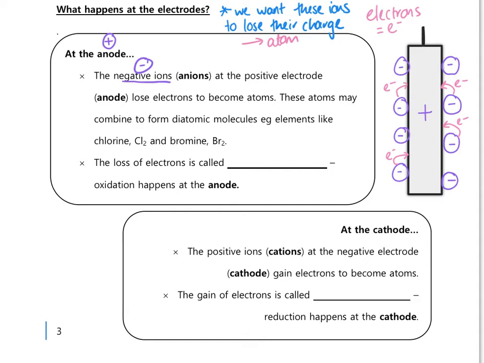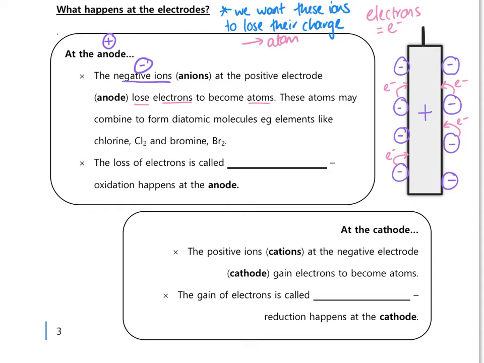At that point, the ions no longer have a charge, they have become atoms, and so they'll no longer be attracted to the anode, and so therefore they'll either sink to the bottom or they will bubble off if they are a gas, and we'll come back to that in our specific examples. So at the anode, the negatively charged ions, the anions, will be attracted to it. They will lose electrons to become atoms. So we wanted them to become atoms, and because they have an excess of electrons, we want those electrons to be lost.